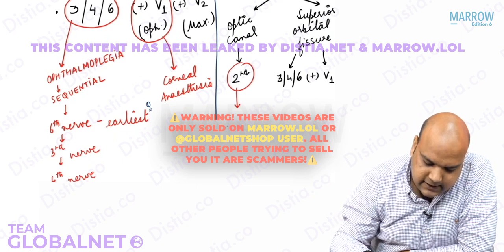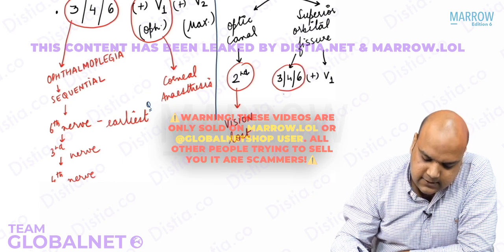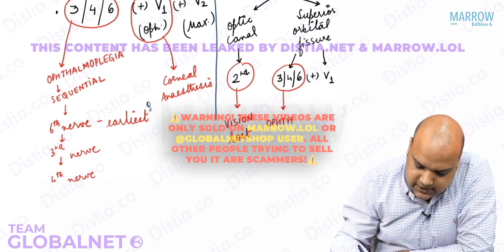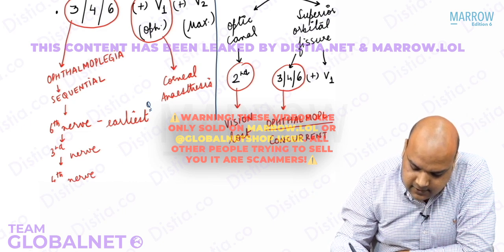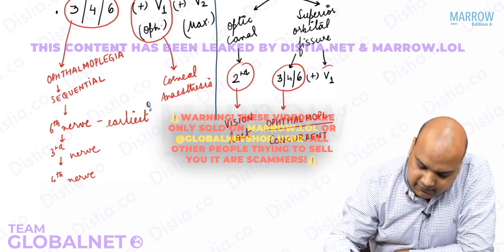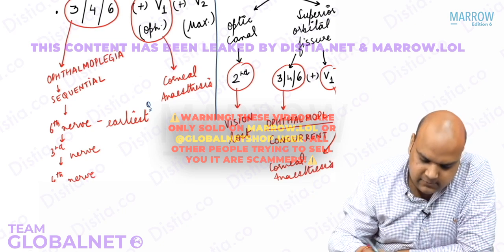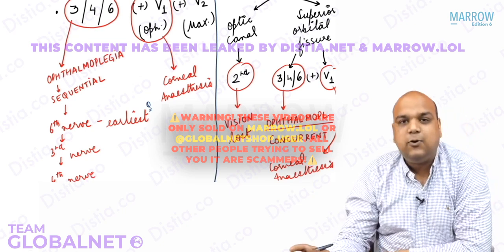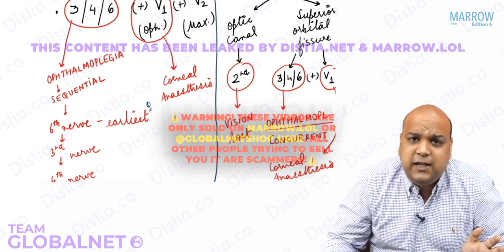Now, based on this, let's have a look at orbital apex syndrome. Second nerve is gone. If the second nerve is gone, the vision is lost. Third, fourth, sixth gone. So there has to be ophthalmoplegia. But this is always concurrent. Concurrent means it will occur together. There is no sequence in this. And then if the first branch of fifth nerve is gone, again there is corneal anesthesia. Am I clear, everybody? There is no confusion about this? Yes? So based on just this much, in a question you should be able to differentiate between cavernous sinus thrombosis and orbital apex syndrome.